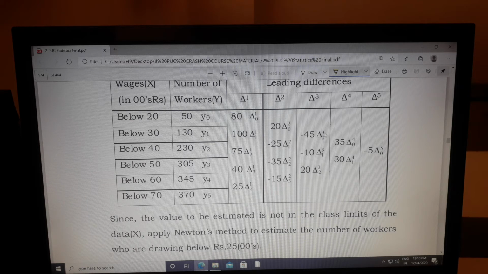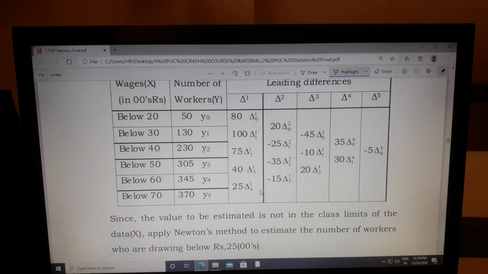Again the fourth leading difference: minus 10 minus of minus 45, plus 45, therefore minus 10 plus 45 is 35. 20 minus of minus 10 is plus 10, so 20 plus 10 is 30. So 30 minus 35 is minus 5. This is the leading difference table, and always we put it in a box. This is x naught, this is y naught, this is delta naught 1, delta naught 2, delta naught 3, delta naught 4, delta naught 5.